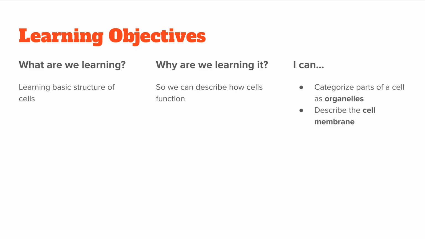Today we're talking about the basic structure of cells so that we can describe how they function, and our success criteria is being able to define parts of a cell as being organelles and being able to describe the cell membrane.